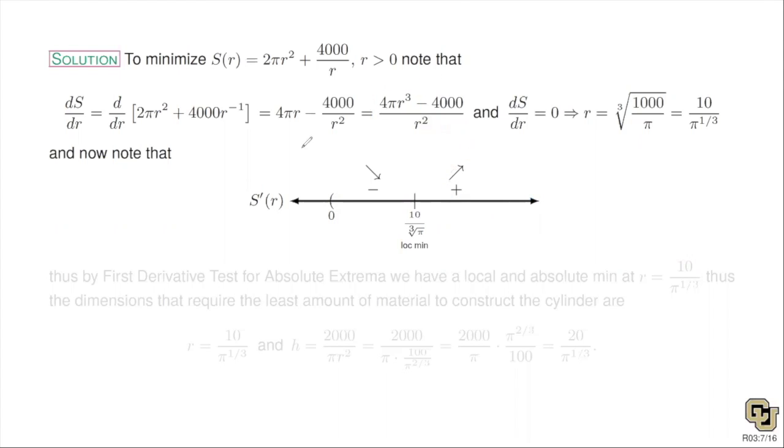This is positive. I think in this case, it's probably better to look at the second derivative, because you get 4 pi plus, because here, remember, r squared is really r to the negative 2. When you take the derivative, you're going to bring down a minus 2. So it'll be 4 pi plus 8,000 over r cubed. And 4 pi plus 8,000 over r cubed is always positive because r is greater than 0.